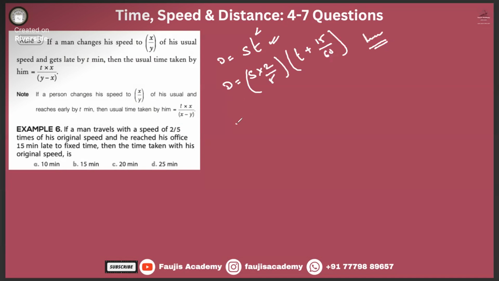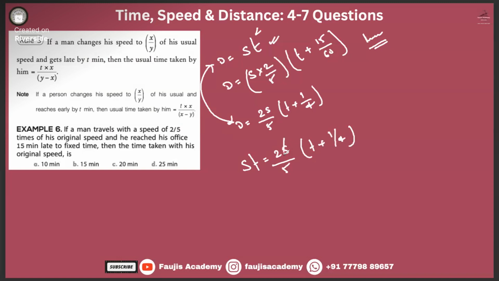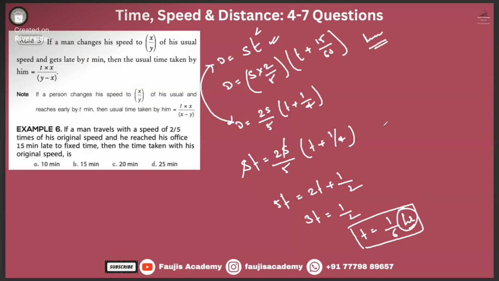Now let's solve it. D is equal to 2S by 5 into T plus 1 by 4. Now these two D's are equal, which means ST is equal to 2S by 5 into T plus 1 by 4. This S got cancelled. 5T is equal to 2T plus half. That means 3T is equal to half, so T is equal to 1 by 6. 1 by 6 hours, right? We changed this value to hours by dividing by 60. So 1 by 6 hour is equal to 1 by 6 into 60, which means 10 minutes. Right, guys?